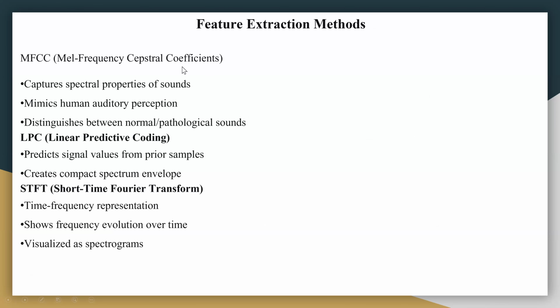Also, we use MFCC, Mel frequency cepstral coefficients, as a feature. This feature captures spectral properties of sound and mimics human auditory perception, distinguishing between normal and pathological sound. The second feature is LPC, linear predictive coding, which predicts signal values from prior samples and creates a compact spectrum envelope. The third one is STFT, short-time Fourier transform, a time-frequency representation that shows frequency evolution over time, visualized as a spectrogram.